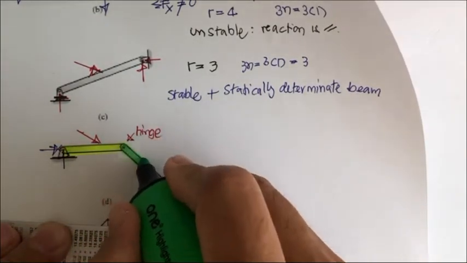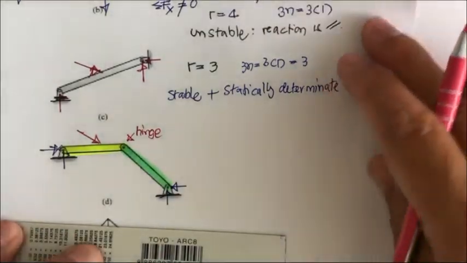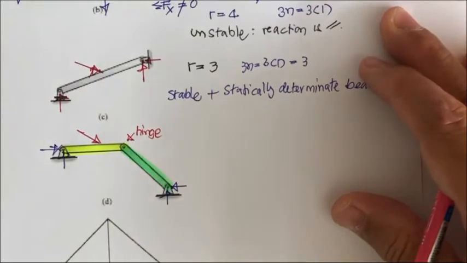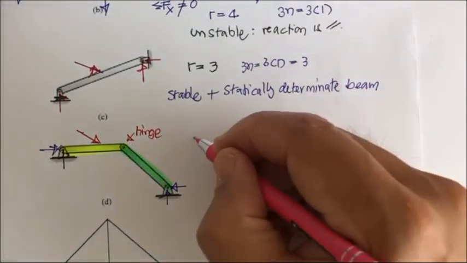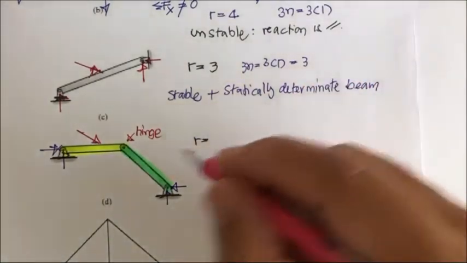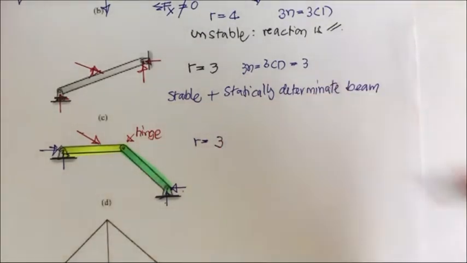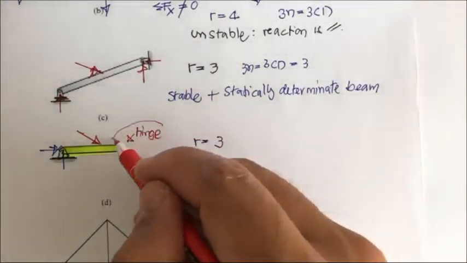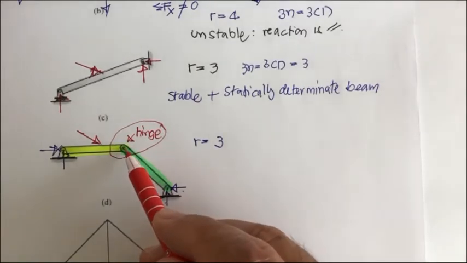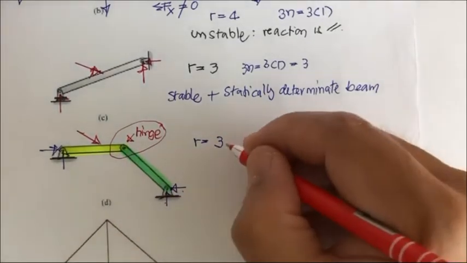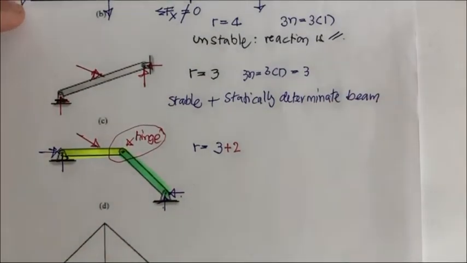the yellow and the green. By doing this, what we have is the R, the whole number of R. The R is going to be 1, 2, 3, 4. Okay, the reaction is 3. But for this problem, the hinge can produce two more internal forces. So the unknown is going to be 3 plus 2.